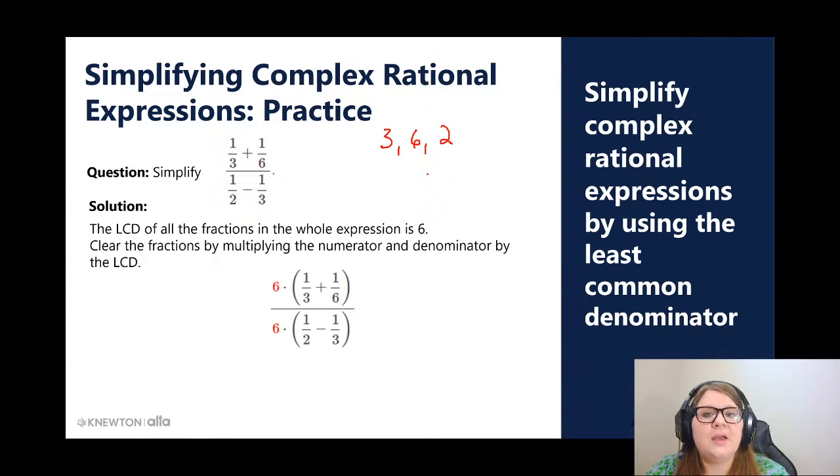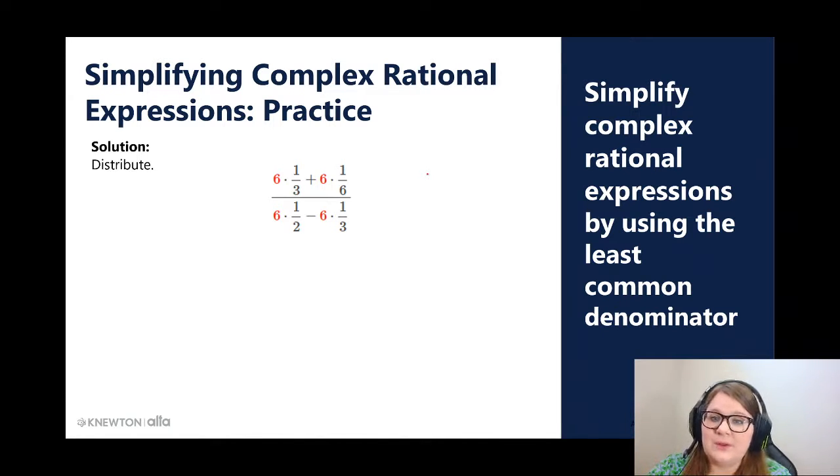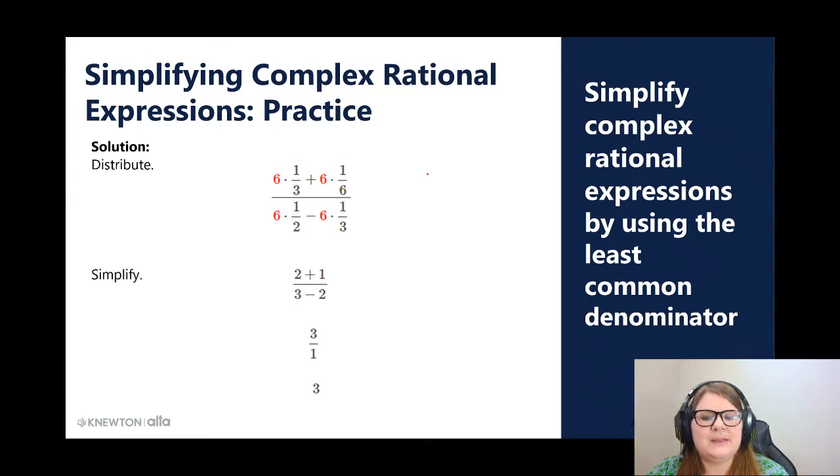So what I could do is multiply the top by 6, and multiply the bottom by 6. When I do that, it becomes 6 times 1/3 plus 6 times 1/6 over 6 times 1/2 minus 6 times 1/3. Now 6 times 1/3 is 2, 6 times 1/6 is 1, 6 times 1/2 is 3, and 6 times 1/3 again is 2. So this simplifies to 2 plus 1 over 3 minus 2. 2 plus 1 is 3, 3 minus 2 is 1. So 3 over 1 becomes 3.